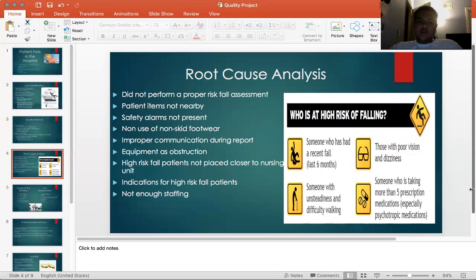The environment and the equipment around could be an obstruction to the patients. High-risk fall patients are not placed closer to the nursing unit. Indications for high-risk fall patients, just knowing that, and also not enough staffing. The people at high risk of falling are someone that had a fall within the last 6 months, someone with poor vision or dizziness, someone that's unsteady and has difficulty walking, and someone that takes more than 5 prescription meds, especially if they are psychotropic.